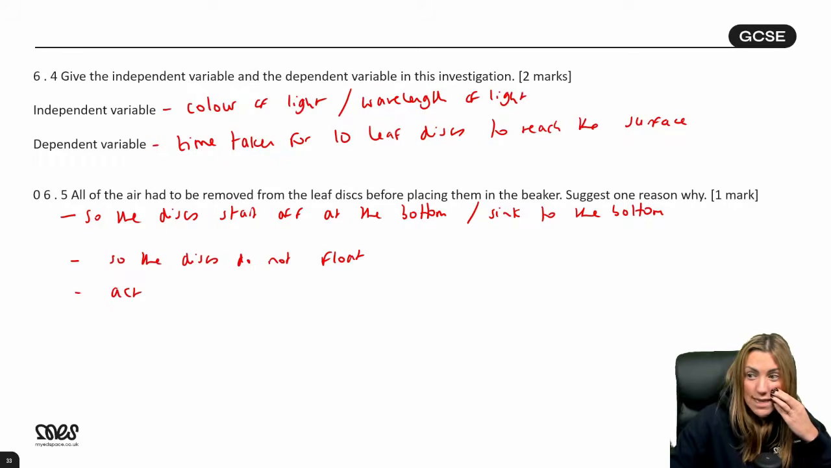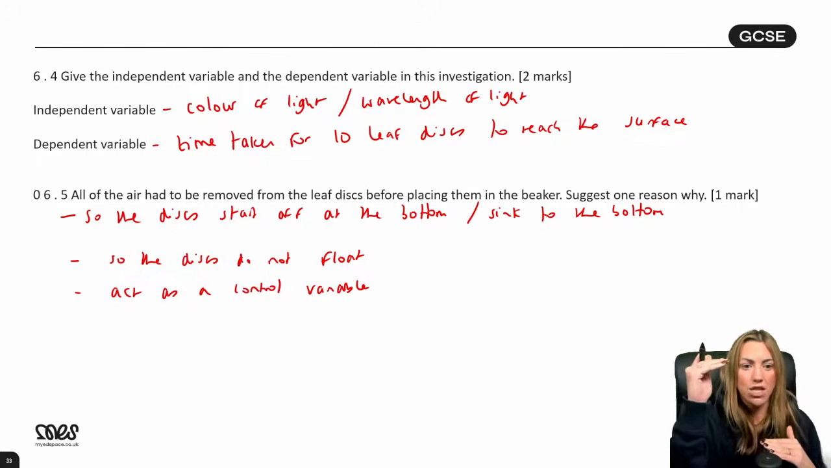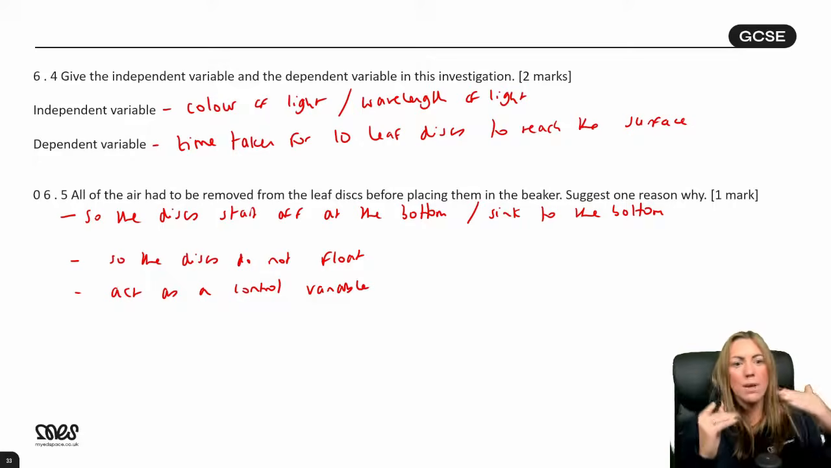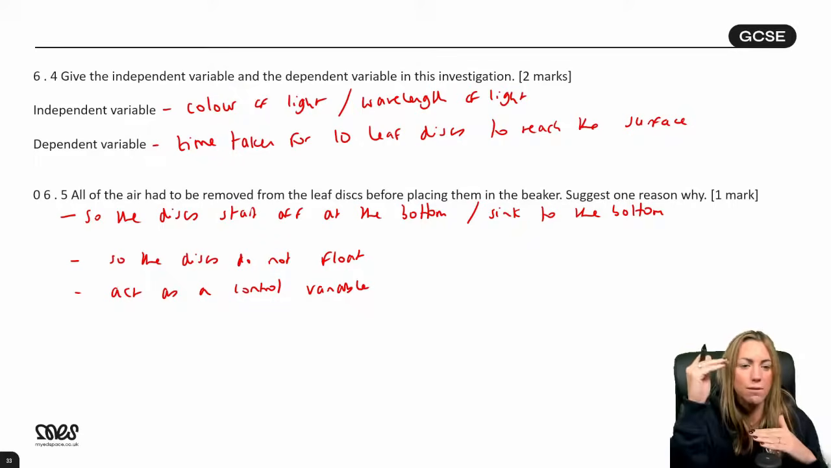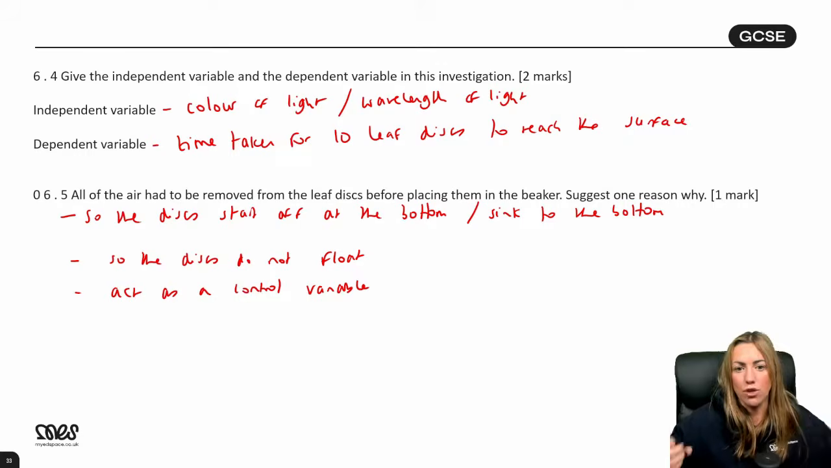Or you could even say to act as a control variable. If we remove all of the air from all of the discs, they'll all sink to the bottom. They'll all start at the same position. And then we can measure how long it takes for them to reach the surface of the liquid. If some of them have got some air in and some haven't, they'll all be at different levels in the beaker. Some might be floating up, some might be at the bottom. That's going to affect how long it takes for them to reach the surface. So it is definitely an example of a control variable.